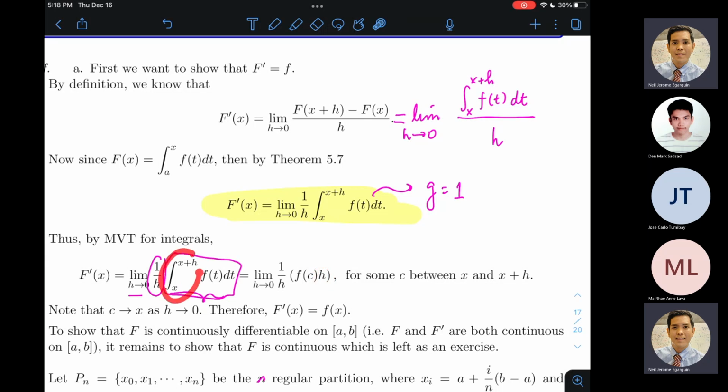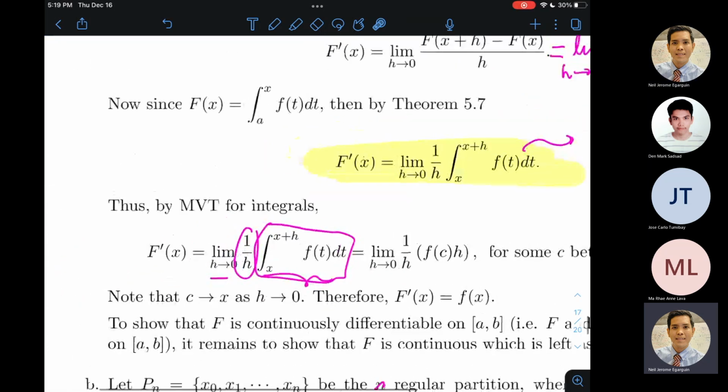Ano ba yung length ng interval? Interval from x to x plus h. So its length would be x plus h minus x. So that's going to be h. So yung f prime pala ay equal lamang sa limit na ito. Right? But what can we say about that? Well, si h ay palapit ng palapit kay 0. So ibig sabihin, but before that, makakancel ko pala muna yung h. Alright? Now, matitira na lamang ay limit ni f of c as h approaches 0.